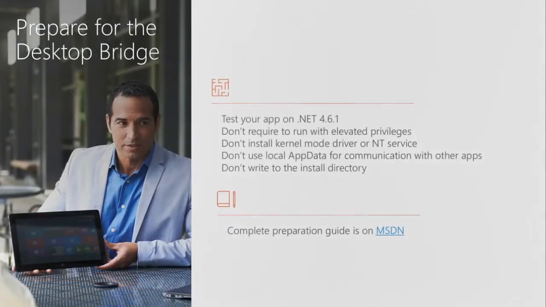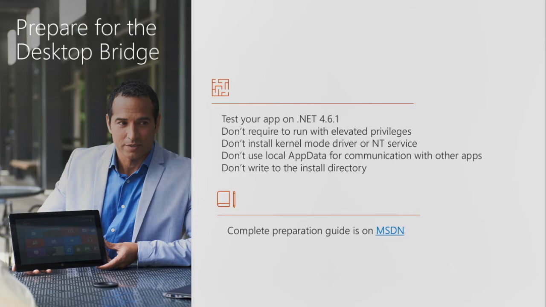Okay. So before we jump into the demo, a couple of playground rules that we need to talk about. First things first, if you have a .NET app, you need to make sure that it runs on .NET 4.6.1, which ships inbox on Windows 10. Next is that your app cannot require elevated privileges to run. That goes back to our Windows Store promise that we won't require elevation if you want to install from the store. Then you cannot install kernel mode drivers or NT services, and this is our security promise.